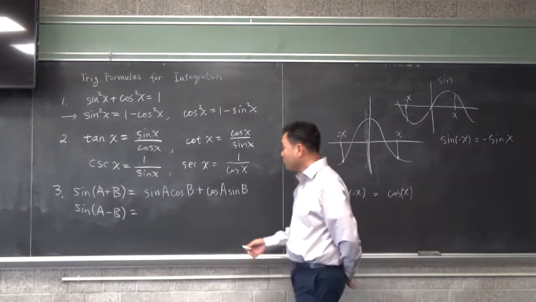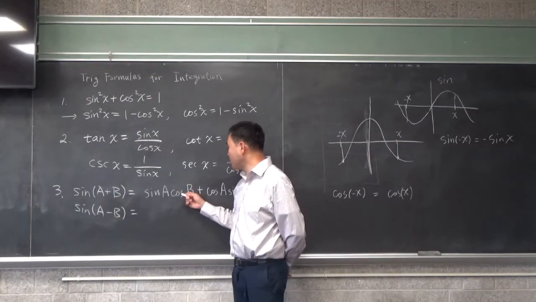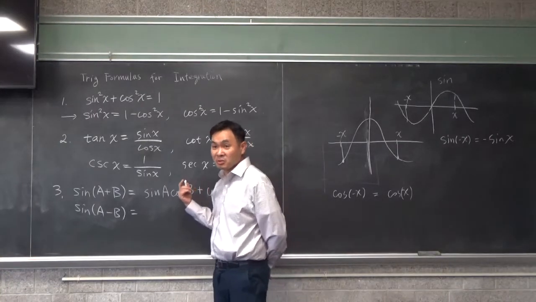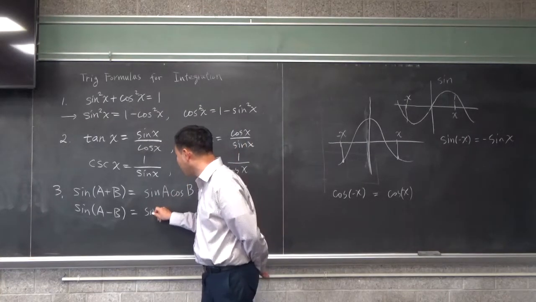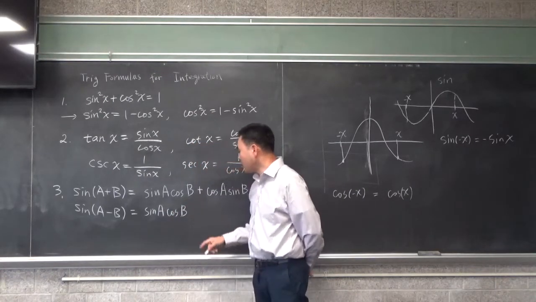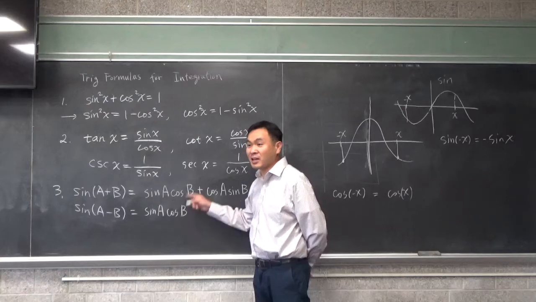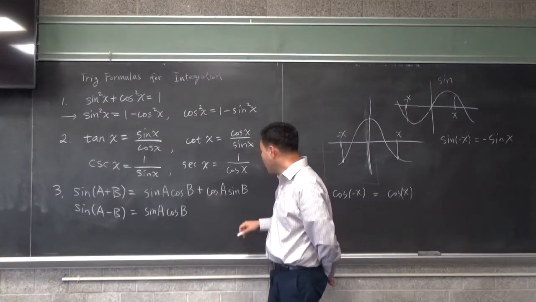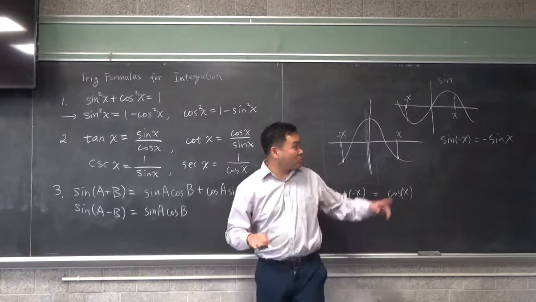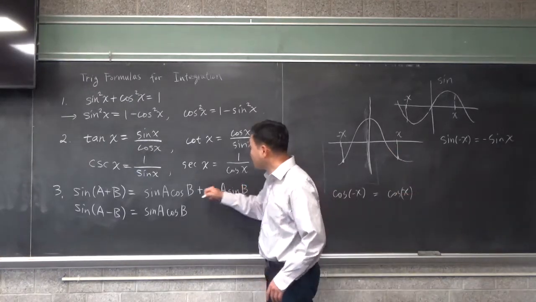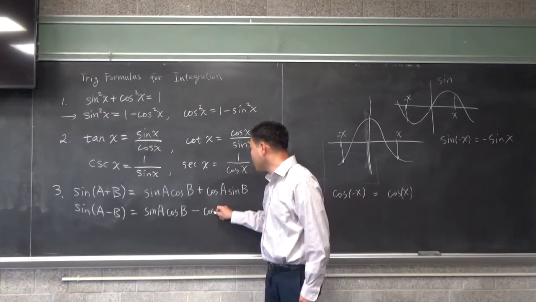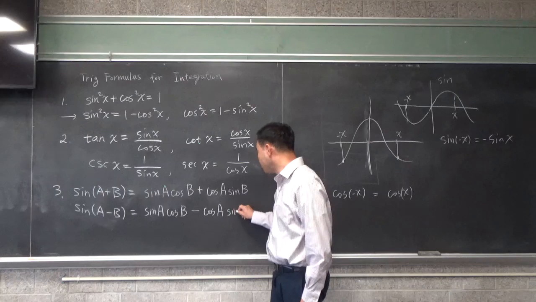Okay? So here's what happens. If you replace b by negative b, this has no effect because cosine of negative b is the same as cosine b, right? So you have sine of a cosine of b, it doesn't change. I'm supposed to write cosine of negative b, but the negative I can just get rid of. But how about this one? Sine of negative b. That negative, according to what we just figured out, can be brought outside, so it's going to be negative cosine of a sine b.